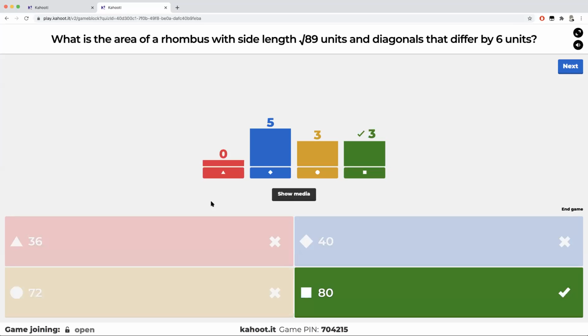So the main thing here is when I look at this problem, I see 89 is 64 plus 25, and that is 8 squared and 5 squared. So we have 8 and 5, and because those are just half the diagonals, the diagonals are going to be 16 and 10, which do differ by 6 units. So we can take 16 times 10 divided by 2 to get 80, which is our correct answer.